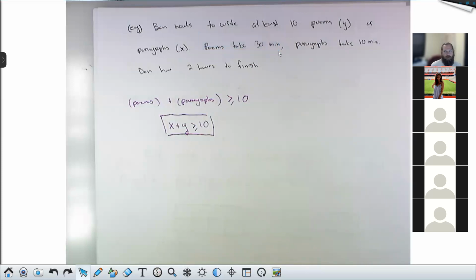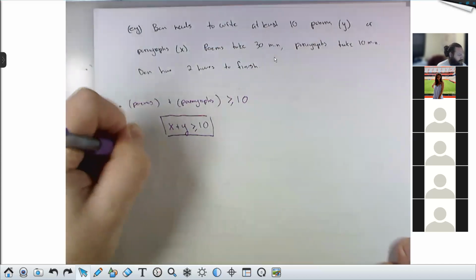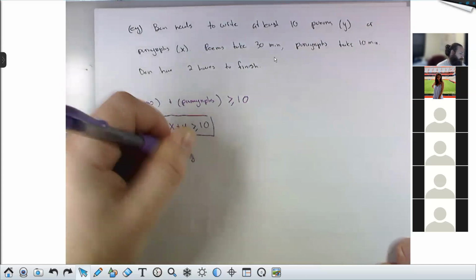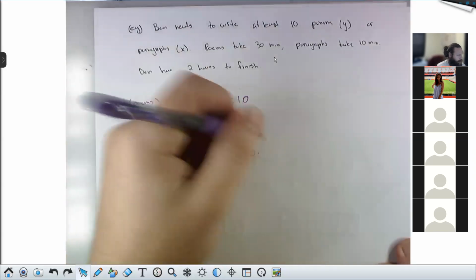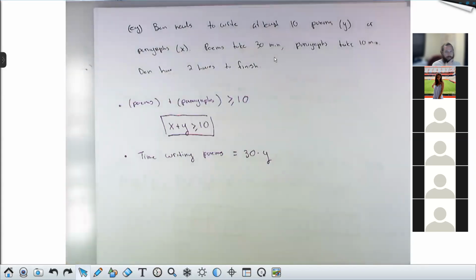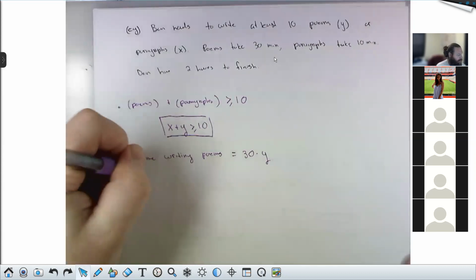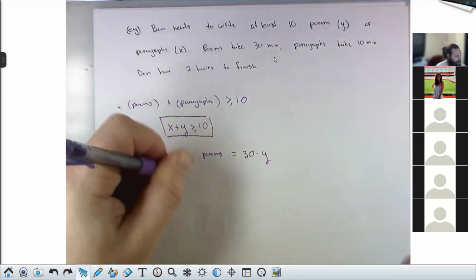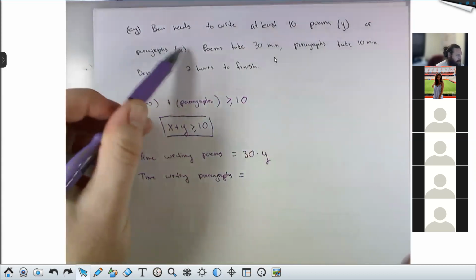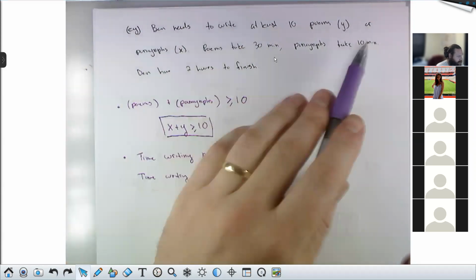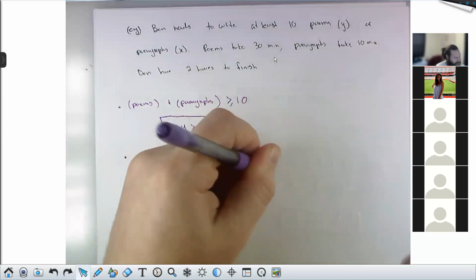Each poem takes 30 minutes. So the amount of time he spends writing poems is going to be 30 minutes times the number of poems he writes. So let me break this down into bits. The time writing poems, that's going to be 30 minutes times the number of poems he writes, which is Y. If I write 2 poems, each one takes me 30 minutes, then that's 2 times 30 or 60 minutes. The time my dude's going to spend writing paragraphs, I don't know how many paragraphs he's going to write, but I know that if he writes X of them, and each one takes 10 minutes, then that's going to be 10 times X.